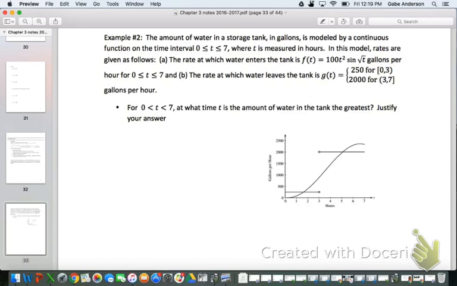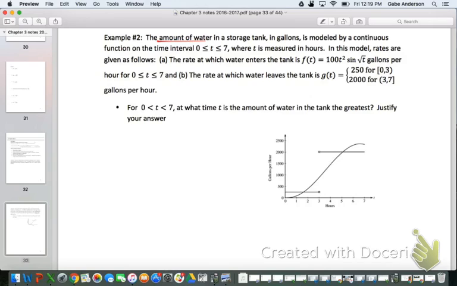The amount of water in a storage tank. Did you catch that word, amount? The amount of water in a storage tank is modeled by a continuous function on the time interval 0 to 7. t is measured in hours. I've got a question for you. Where is that continuous function? What is it? Is it F minus G of t?